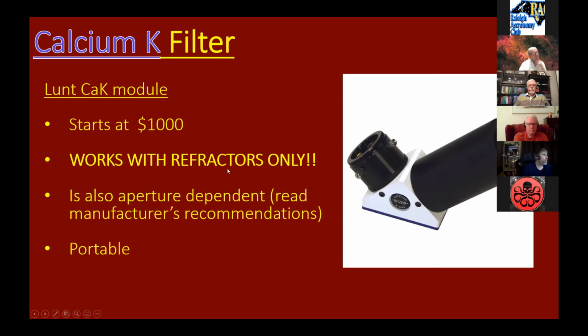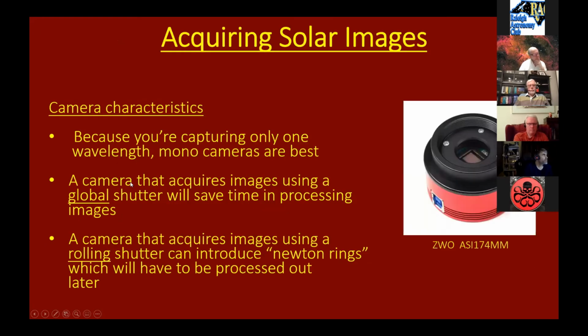But once again, it works with refractors only, and you need to pay attention to how much aperture you have in your refractor. You can't use large refractors with it. You can do what I was talking about earlier, use a stop-down mask and then use this thing with a larger refractor. But yeah, portable, obviously. It is expensive. They start out at $1,000. I think mine was $1,400. But anyway, those are all the filters.